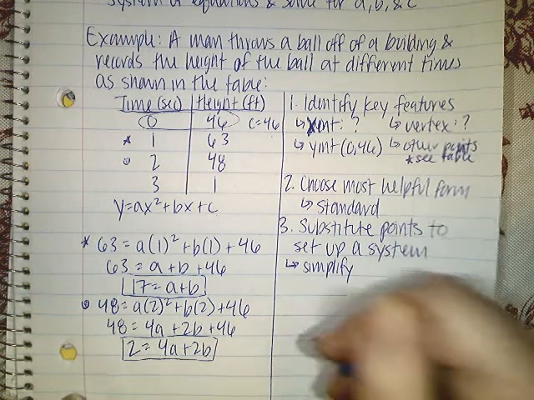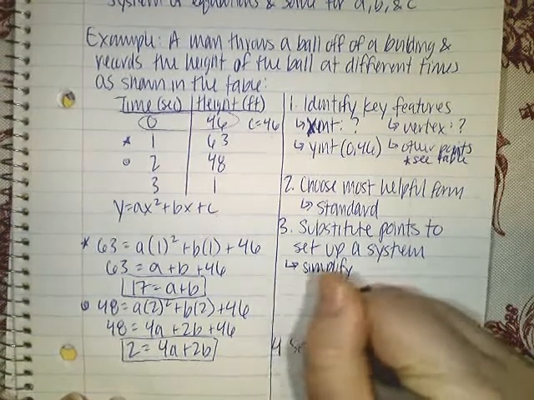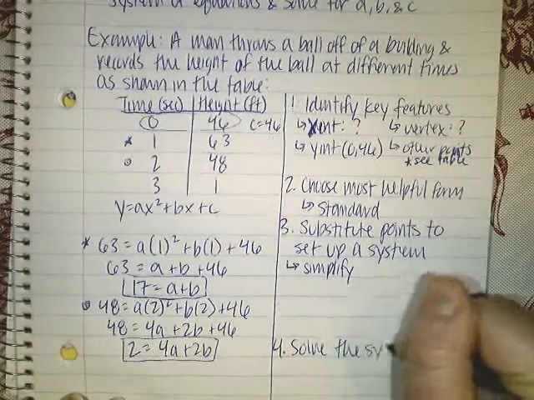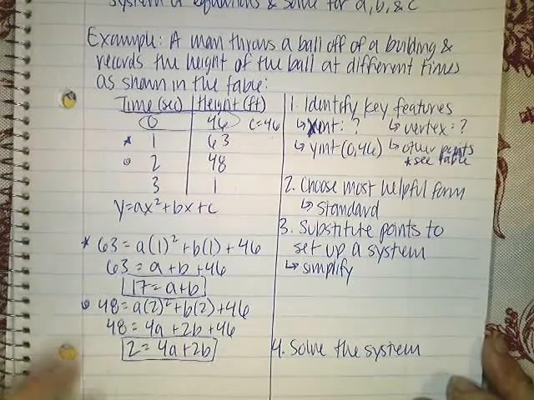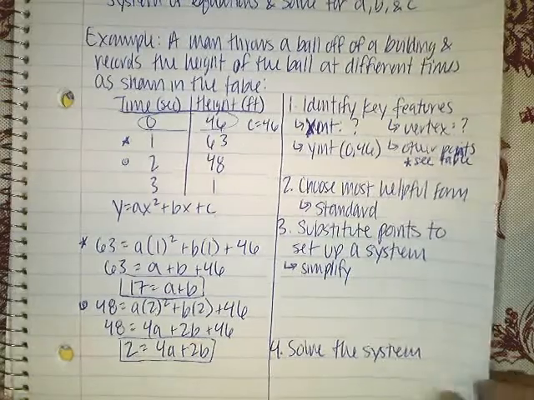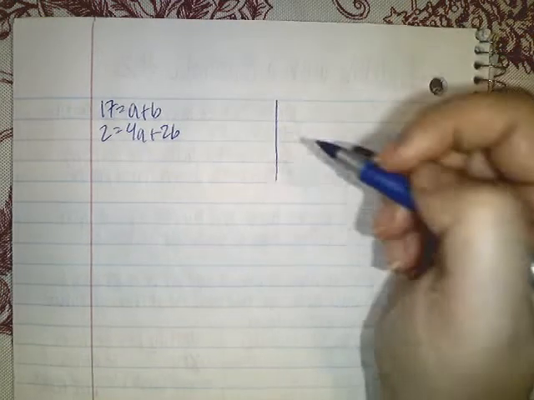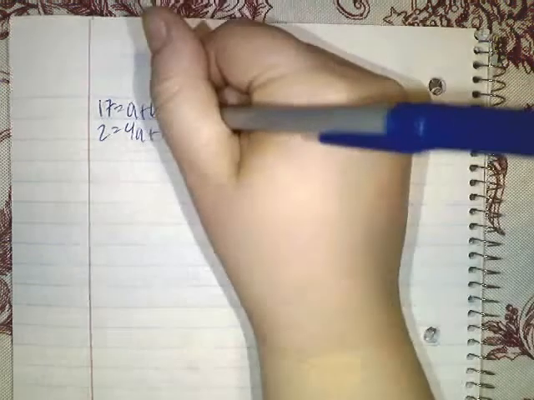So then step 4 will be to solve the system. Because I don't have a lot of room here, I'm going to flip the page for this. I'll copy these 2 equations over to finish solving this system, so I have plenty of room. So again, I have 17 equals a plus b, and I have 2 equals 4a plus 2b. You could use substitution or elimination, whichever one you prefer. I'm going to use substitution.